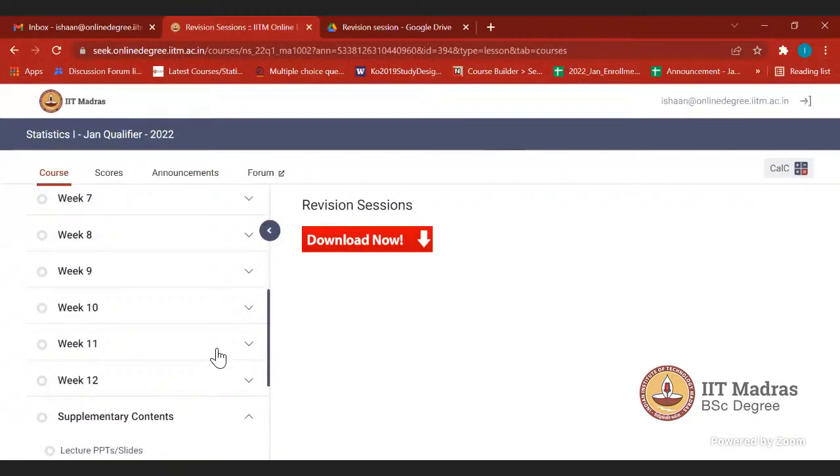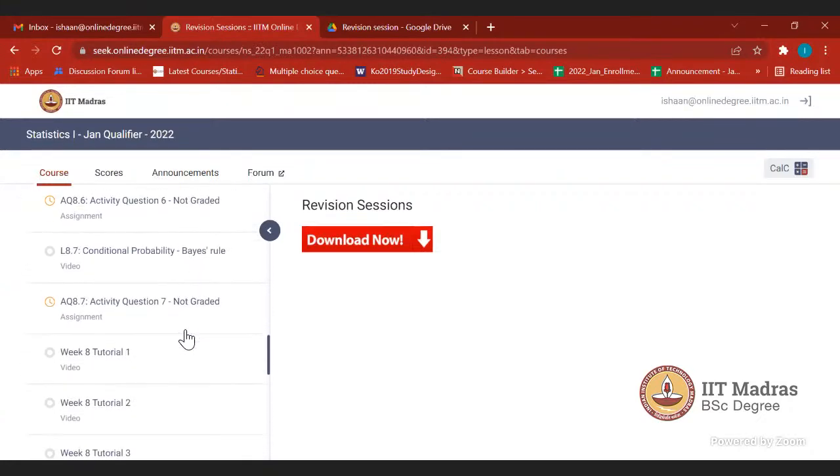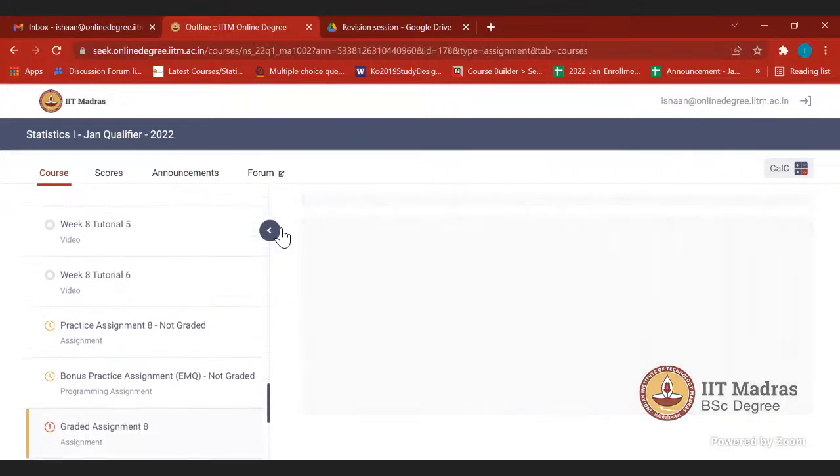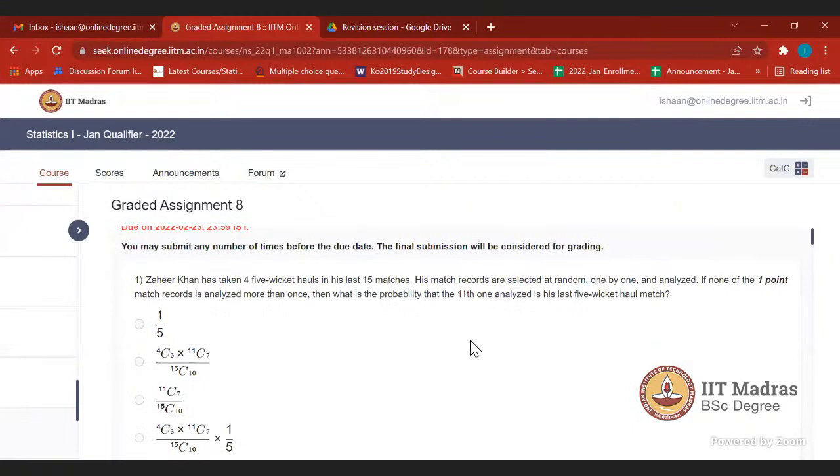Yes, sir. In graded assignment 8, question number 1. In my question, there are 17 matches, and he has taken six 5-wicket hauls, and the last 5-wicket haul is the 9th one. So what I did, I fixed the last 5-wicket haul at the 9th place, and I'm left with 8 places. In these 8 places, all the remaining 5-wicket hauls will come. Remaining 5, because I have already taken one.